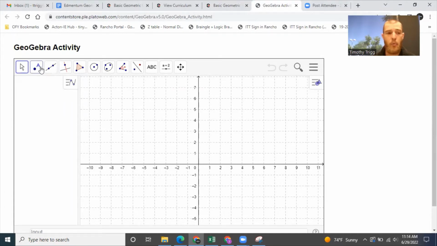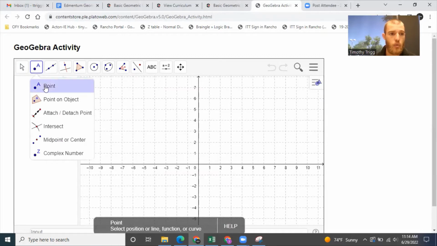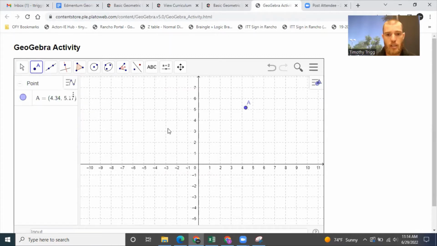So how do I make a point? If you look up here at the various tools I have in GeoGebra, this first one here is called point, and you can just click, click, click. Any 3 points are fine. It should automatically label them A, B, C. Now what you want to do, and make sure your points are not all in a straight line, okay?